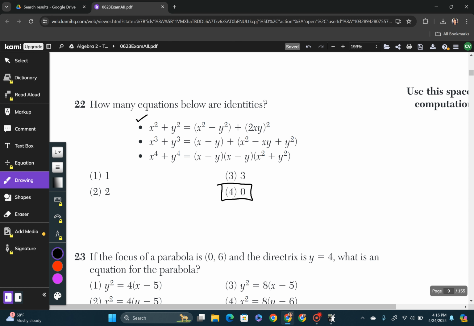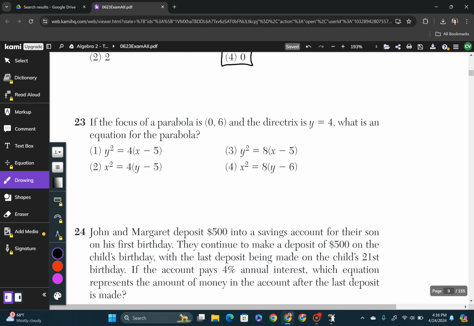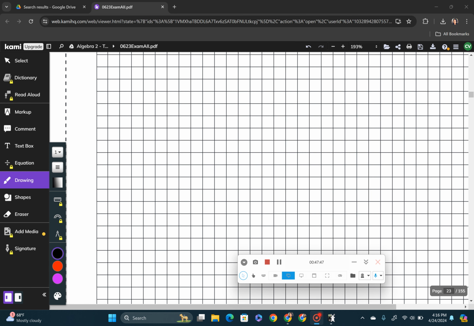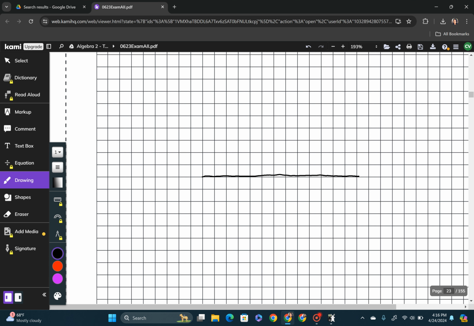All right, next question. Focus and directrix. Let's get this right. So whenever I have a focus and directrix question, I will always find a sheet of graph paper and we'll graph this. So it's telling us that the focus of a parabola is 0, 6. So I'm going to go ahead and make my axes, okay? So 0, 6, right? 1, 2, 3, 4, 5, 6. There's my focus, 0, 6. I'm going to label it. Cool. And then it tells us that the directrix is y equals 4.